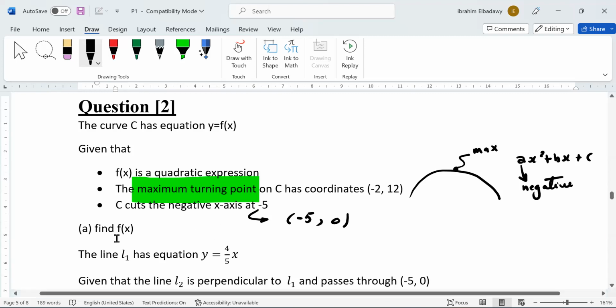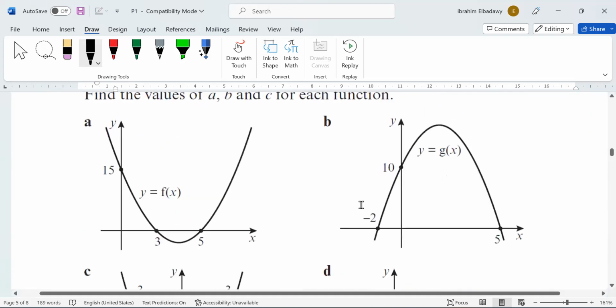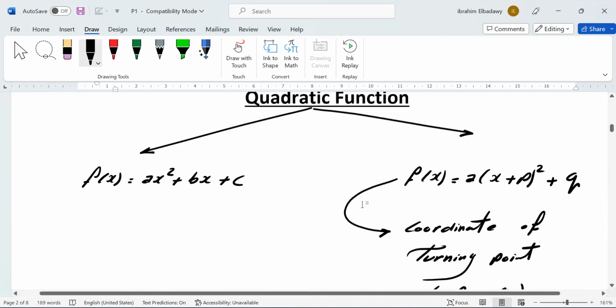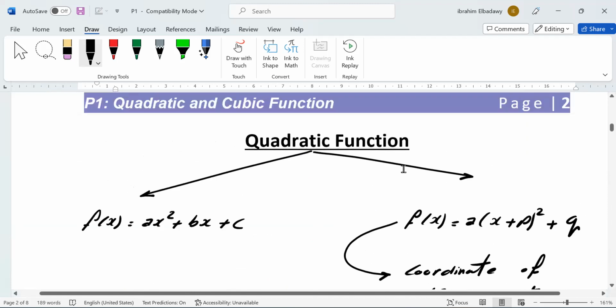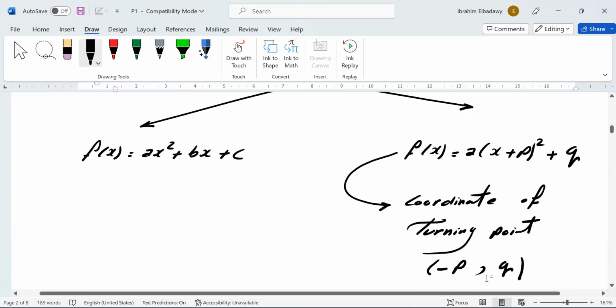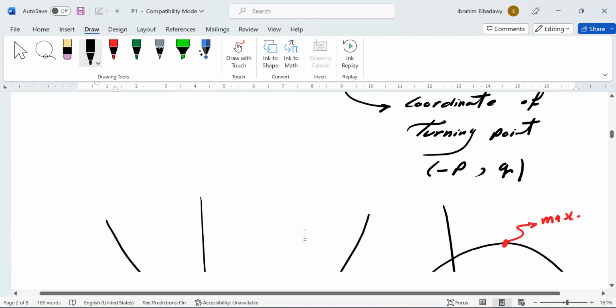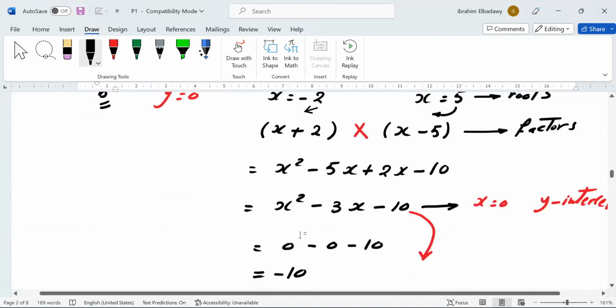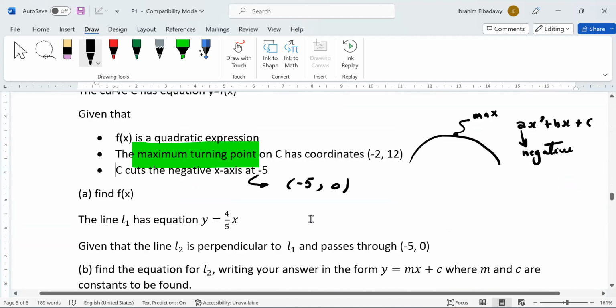In the first question, he asks you to find f(x). How can you get f(x)? As I said, if you have a maximum point, you have to think about which formula. Let us return to the first page. Here, this formula on the right side, the completing the square form: a(x plus b) all squared plus q. The turning point, whether maximum or minimum, is (-b, q). Let's start to solve the problem using this formula and understand how we can use it.